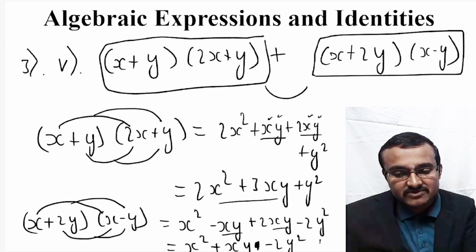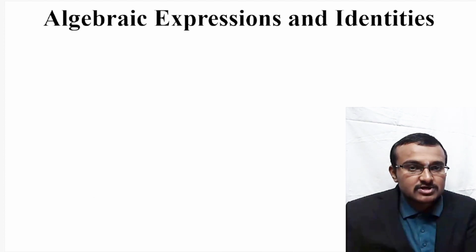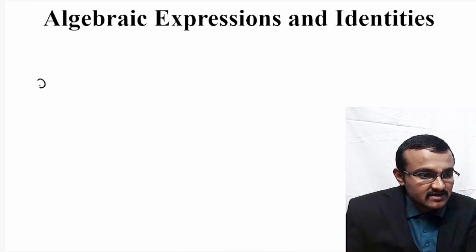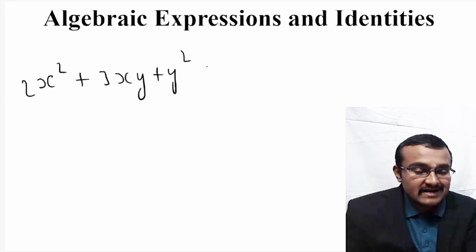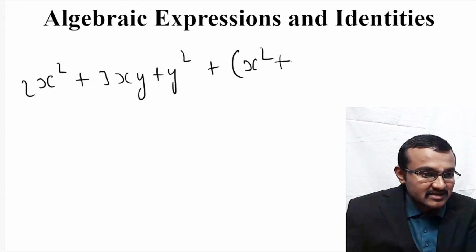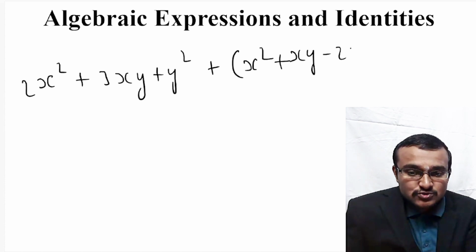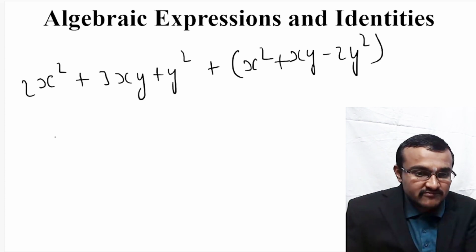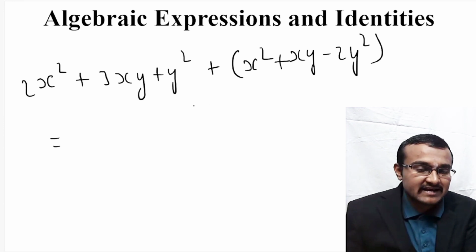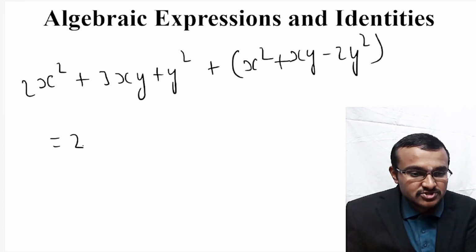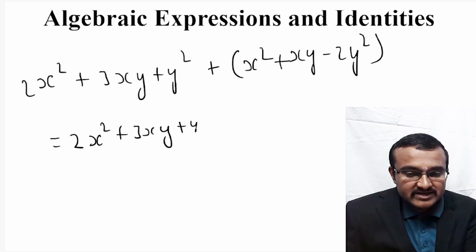Now you should perform addition between these two algebraic expressions. What is the first term we are getting? We are getting 2x square plus 3xy plus y square, and the second term which we have got is plus x square plus xy minus 2y square. When you perform addition of these two algebraic expressions, you should bring the terms in the bracket outside. So 2x square plus 3xy plus y square.